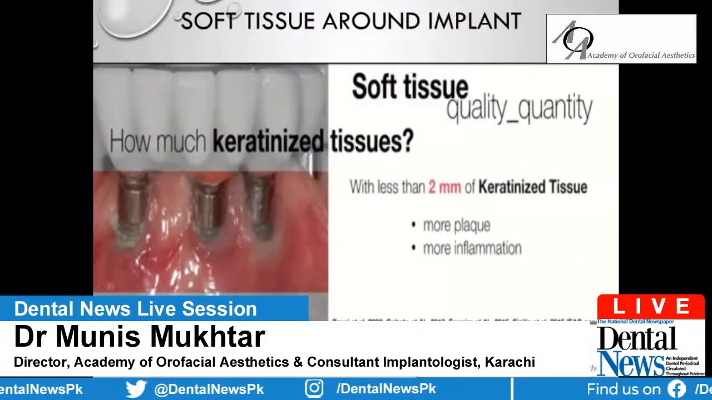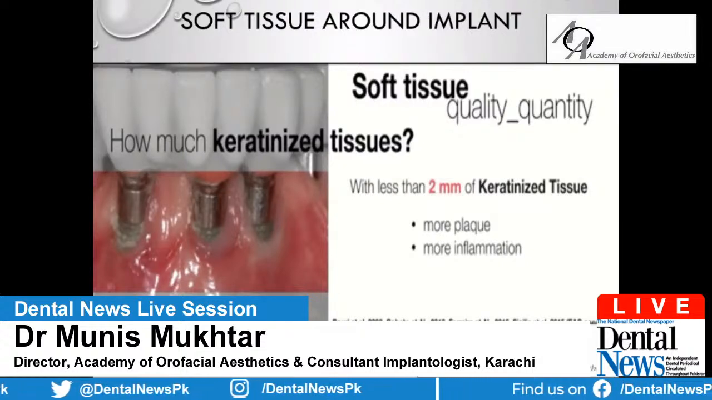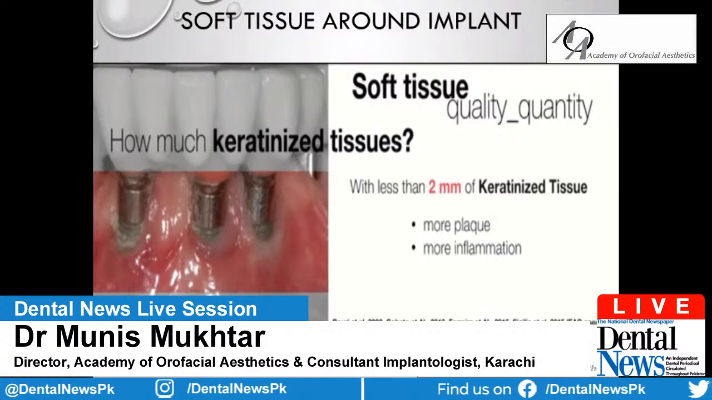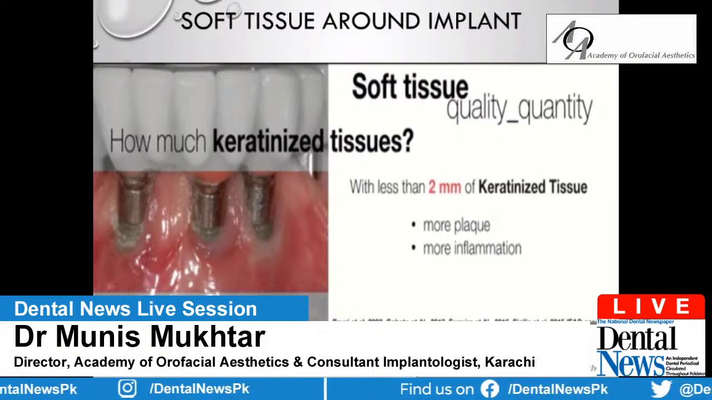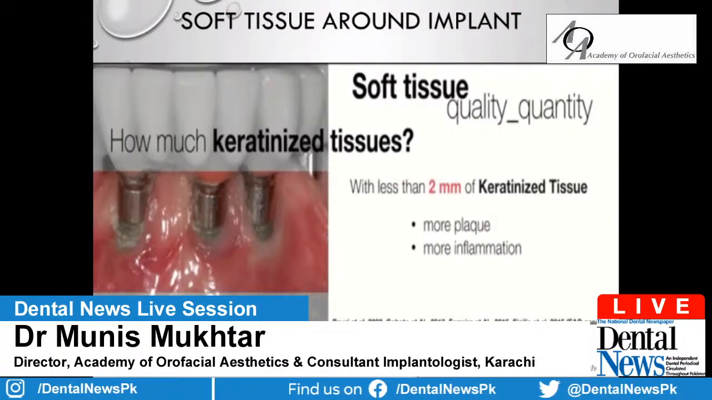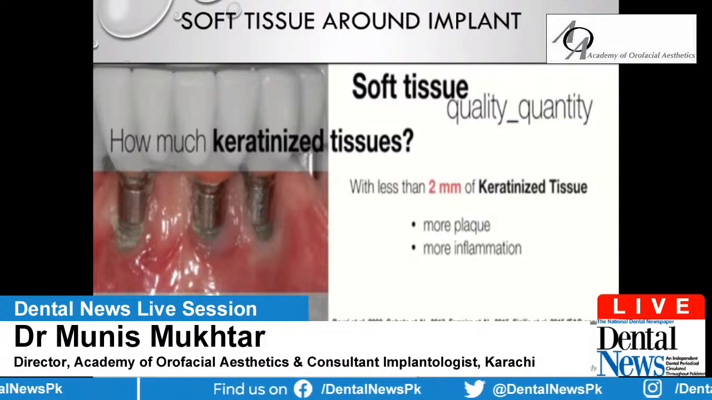A little more. Soft tissue, what do we need? Is it just quantity that's important, or is it quality as well? How much keratinized tissue is important? They say with less than 2 millimeters of keratinized tissue, there is more plaque and more inflammation. And that has already been stated and documented, so there is no ambiguity in that.